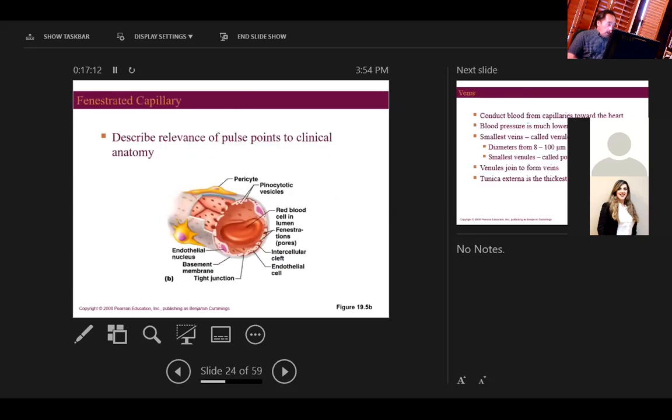All right, so now we actually described the relevance of pulse points to clinical anatomy, in which the pulse point is the one that you can actually feel because of the fenestration there. It allows it to produce what we call a pulse on the blood vessel. Okay, so that's one of the things about pulse points. They have a lot of pores that allow you to feel it through the skin.